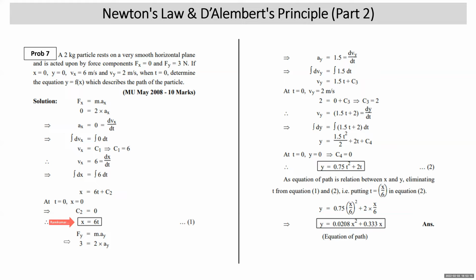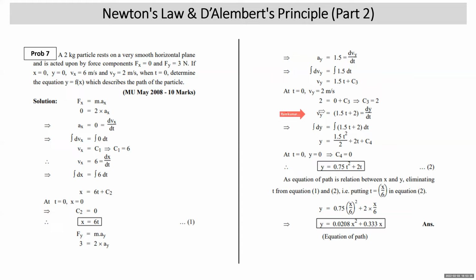Now, identically, we take Fy is equal to may. Fy is 3, m is 2, so ay is 1.5, which is equal to dvy upon dt. Separate terms and integrating both sides, vy is equal to 1.5t plus c3. At t equal to 0, vy is given as 2 as a boundary condition. Substituting, you get c3 as 2. So vy is equal to 1.5t plus 2.